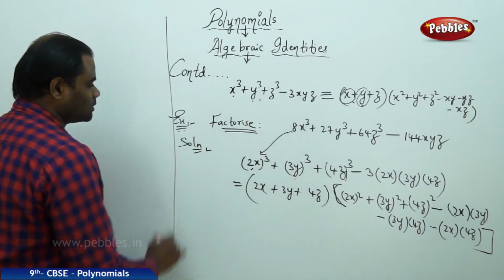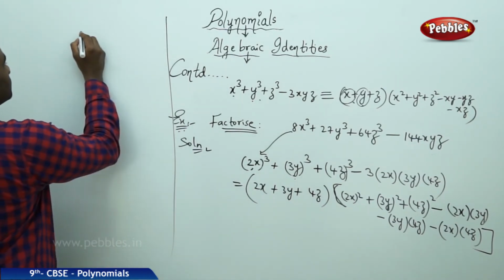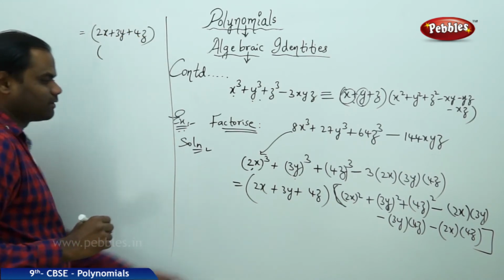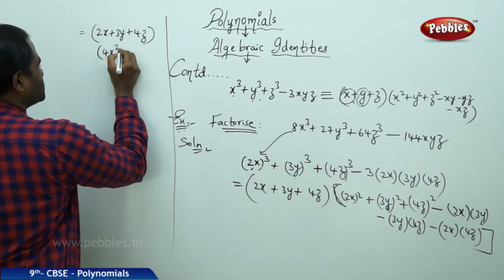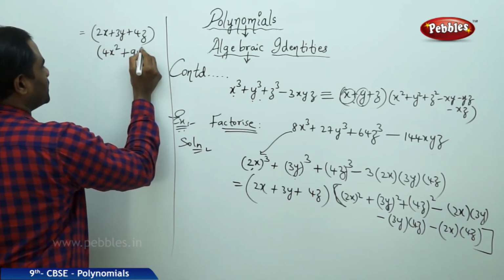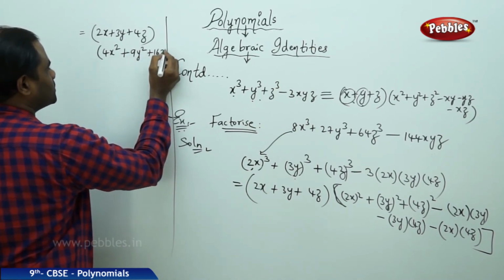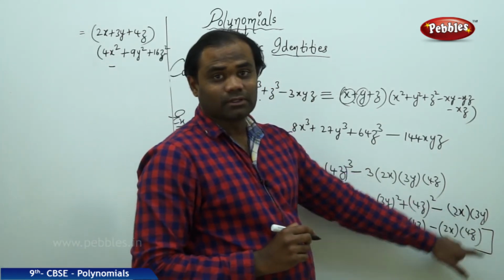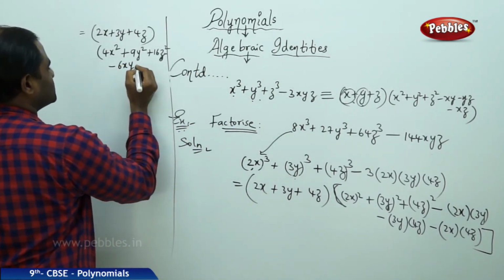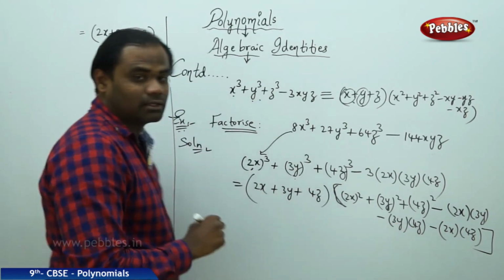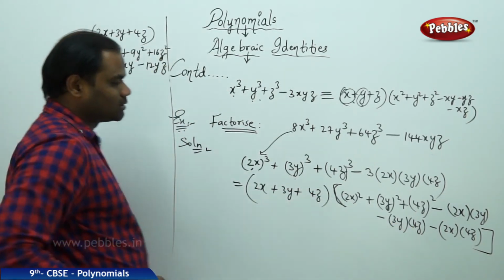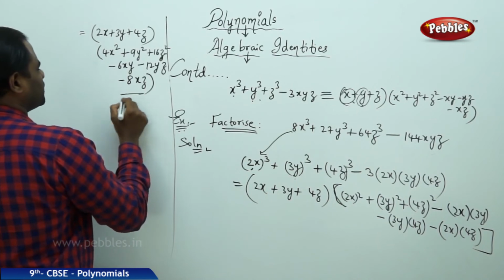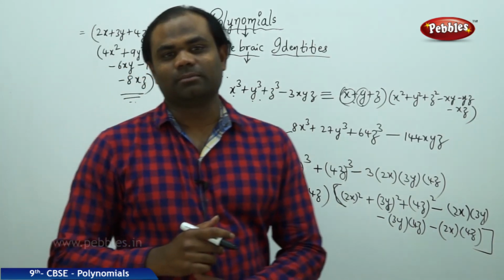This can be further simplified so that I get the first factor being 2x plus 3y plus 4z, and my second factor being 2x whole square, which is 4x square, and 3y whole square, which is 9y square, and my 4z whole square, which is 16z square, minus 2 times 3, which is 6, therefore minus 6xy, minus 4 times 3, which is 12, so minus 12yz, and 2 times 4, which is 8, therefore minus 8xz is what I get as the factors for the given polynomial.